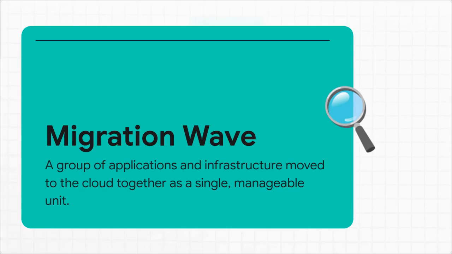So, at its heart, a migration wave is really just a group of applications and all their supporting infrastructure that you decide to move to the cloud together as one unit. A good way to think of it is like a mini project inside the giant migration program. It has its own clear start, its own end, and its own set of goals.